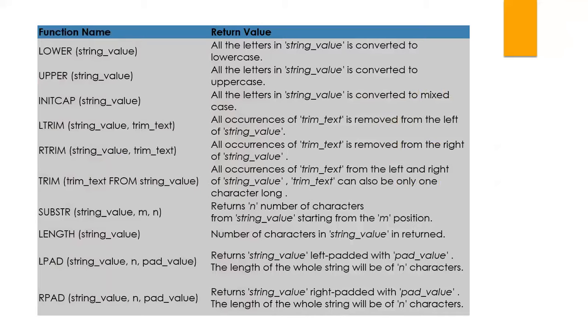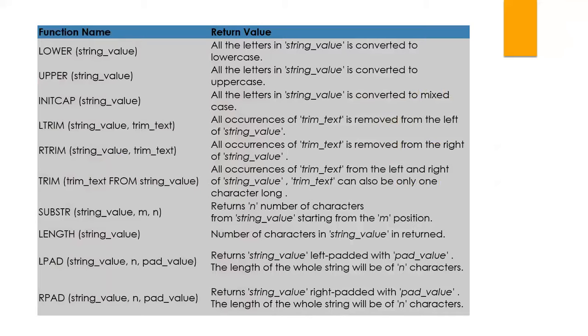LTRIM of string value, comma, trim text. All occurrences of trim text are removed from the left of the string value. RTRIM of string value, comma, trim text. All occurrences of trim text are removed from the right of the string value. TRIM of trim text from string value. All occurrences of trim text are removed from the left and right of the string value. The trim text can also be only one character long.